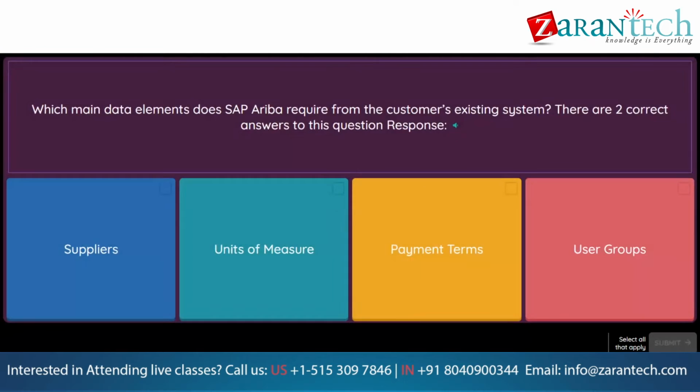Question: Which main data elements does SAP Ariba require from the customer's existing system? There are two correct answers to this question. Response: Option 1. Suppliers. Option 2. Units of measure. Option 3. Payment terms. Option 4. User groups.